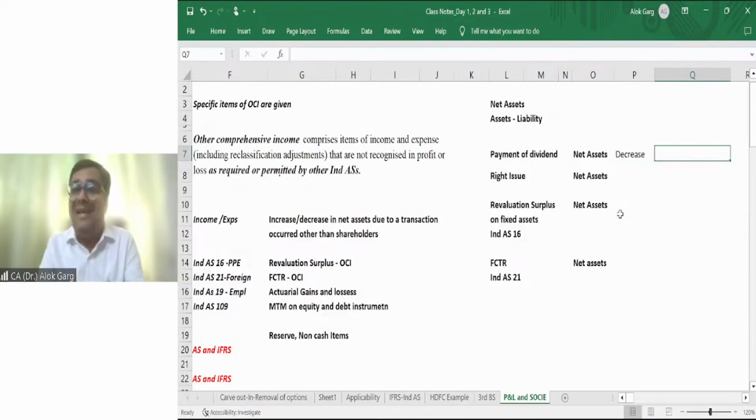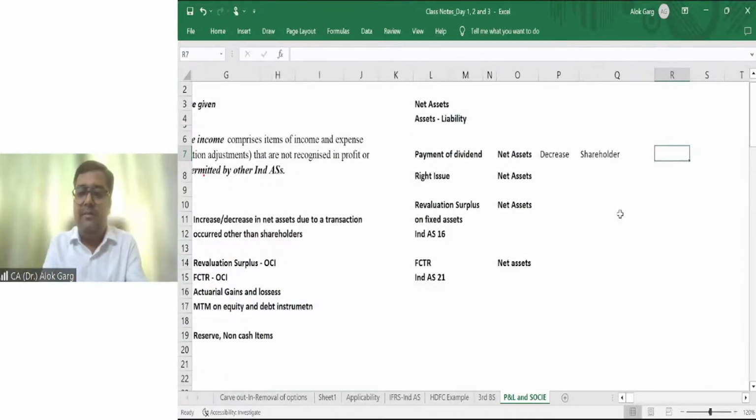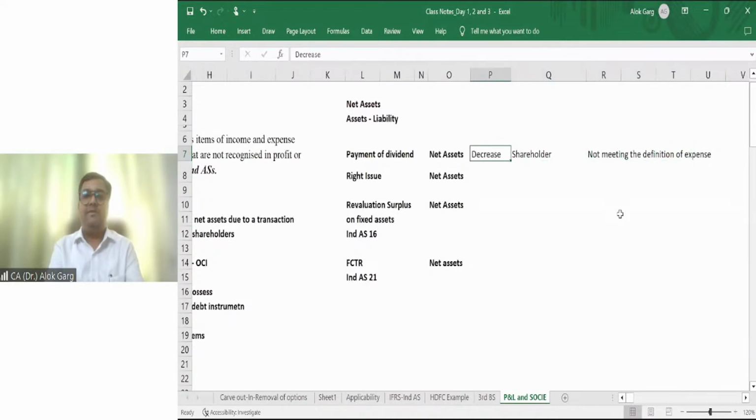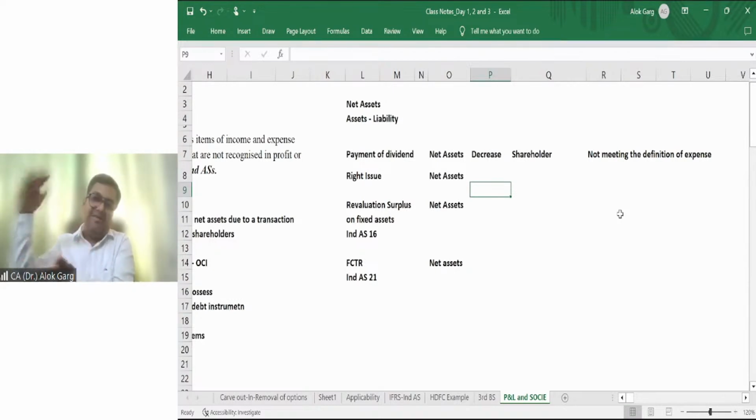Friends, whether this transaction is with shareholder or other than shareholder, this transaction is with shareholder. Is it meeting the definition of income and expense? No, not meeting the definition of expense. Is that clear? So that is why this dividend has to be shown in the statement of changes in equity, directly reduced from retained earnings in the reserves.